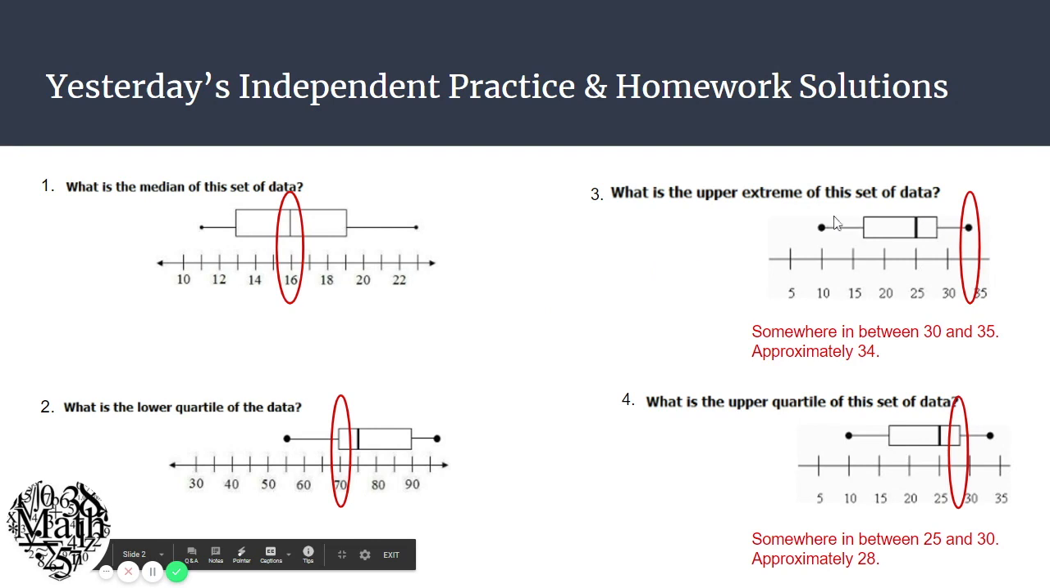The upper extreme for number 3 is that last point on a box and whisker plot, and that was at approximately 34. If you said 33, that's close enough. Number 4, what is the upper quartile of this data set? Well, it's somewhere between 25 and 30. So we said approximately 28. If you had 27, that would still be a good answer.